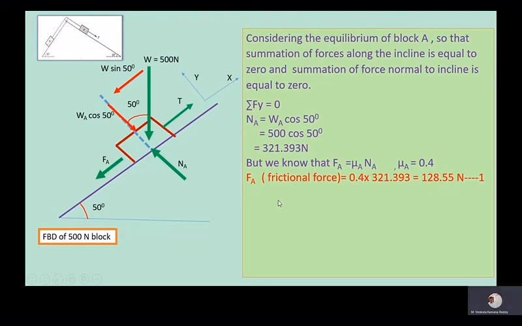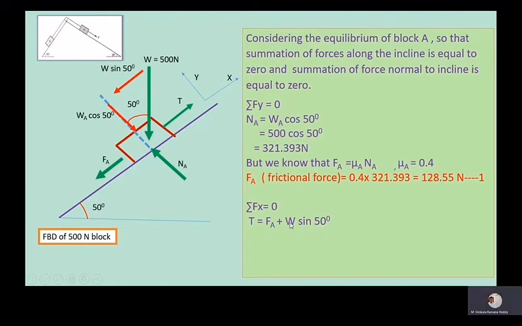Now we'll move towards summation of forces along the incline, that is sigma Fx is equal to 0. Forces along the incline are T value, tension, FA and W sin 50, that is 500 sin 50. Forces traveling rightward direction are positive and leftward direction are negative. Then T minus W sin 50 minus FA is equal to 0, and T is equal to FA plus W sin 50.